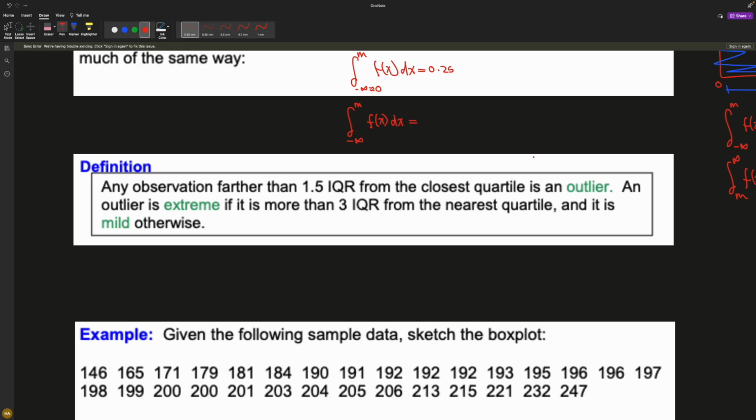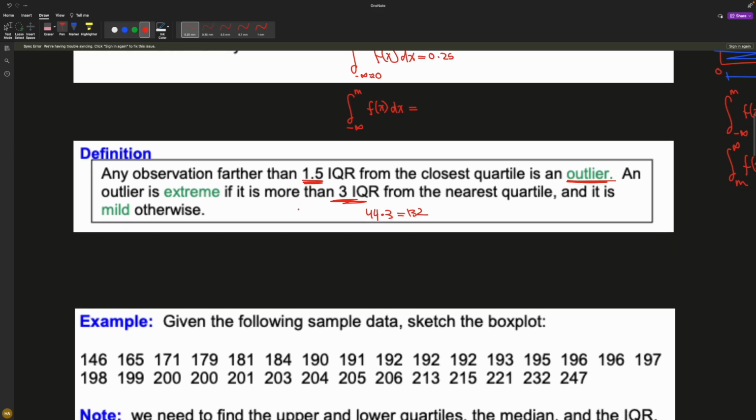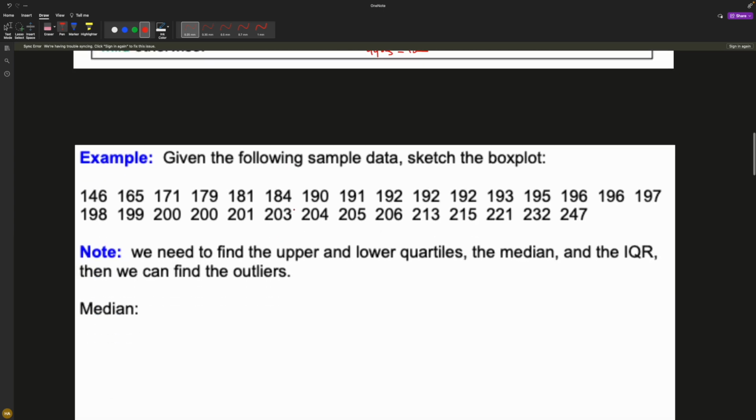And remember, 1.5 times the IQR, that's just a mild outlier. And then anything more than 3 times the IQR, so if I do 44 times 3, which is 132, that would be an extreme outlier. Okay, so that's basically what it says: it is mild, otherwise, if it's 3 times the IQR, it's extreme. That's what your IQR says basically when you look at your data.